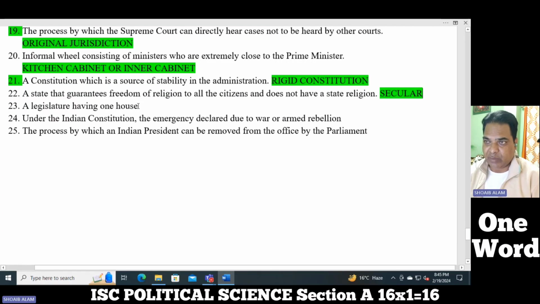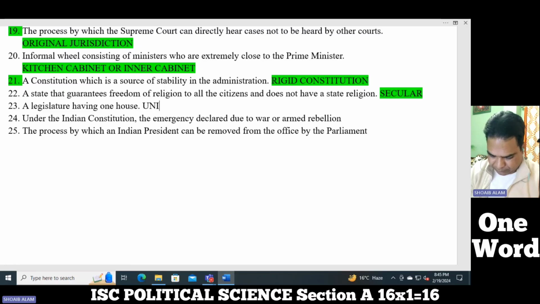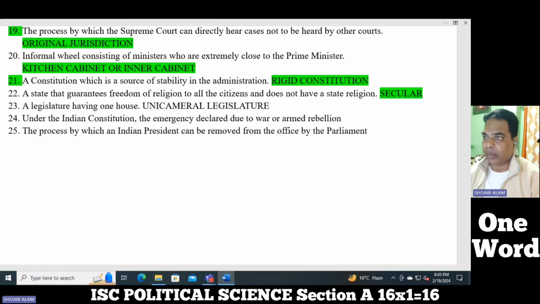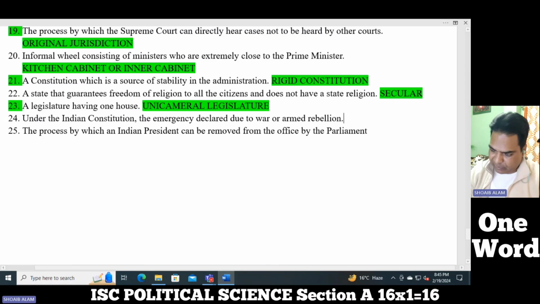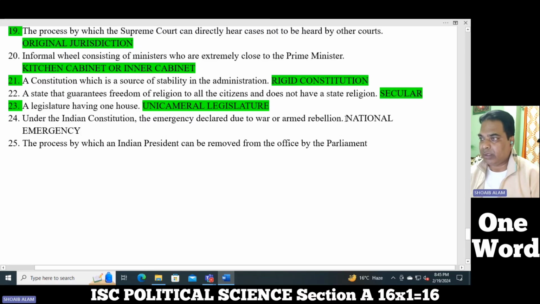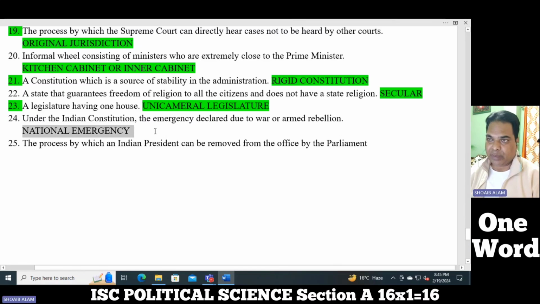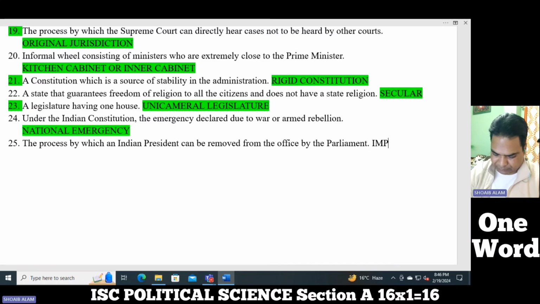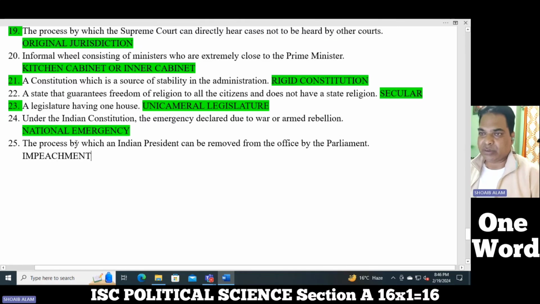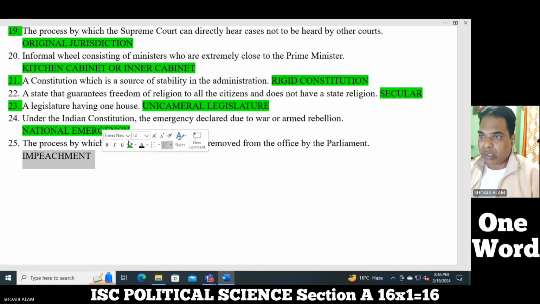The next one, a legislature having one house. It is called unicameral. Okay, you can even write unicameral only. Under the Indian Constitution, the emergency declared due to war or armed rebellion. Again, national emergency. So we have come to the last question of today's session. The process by which an Indian president can be removed from office by the parliament. What is the process called? Okay, the process is called impeachment.